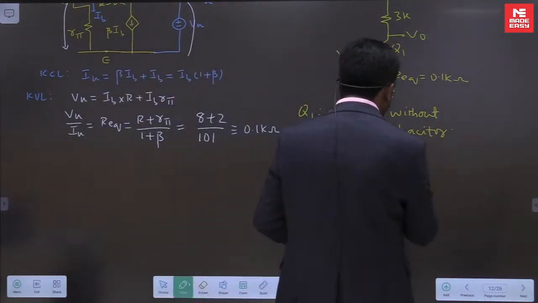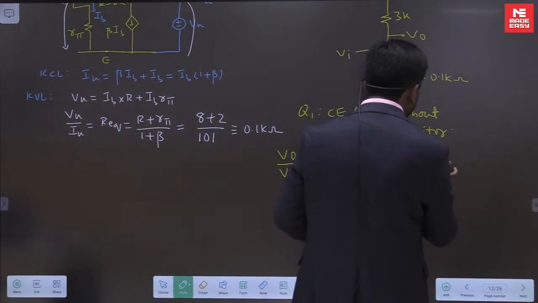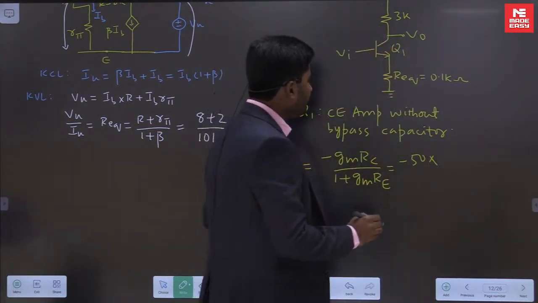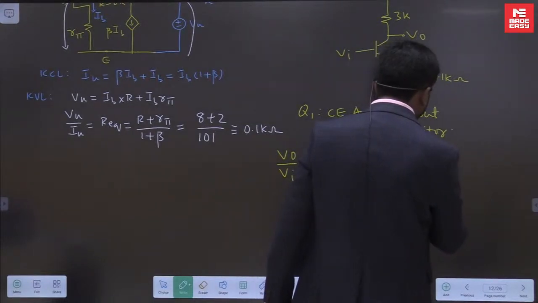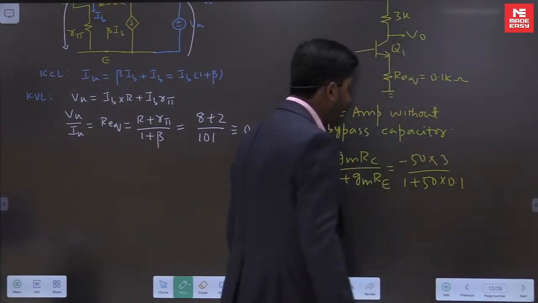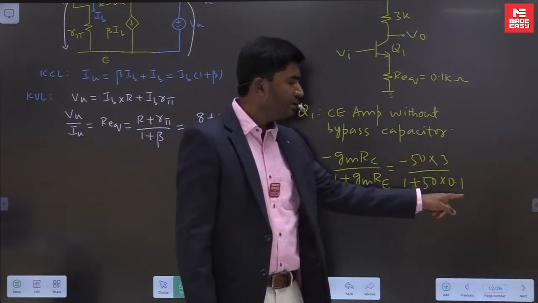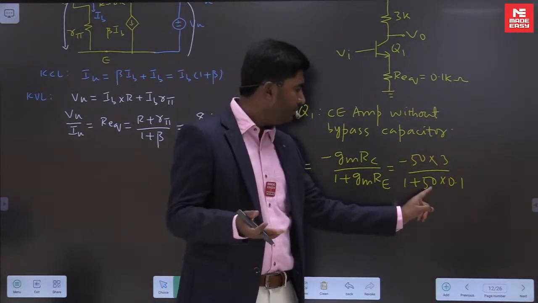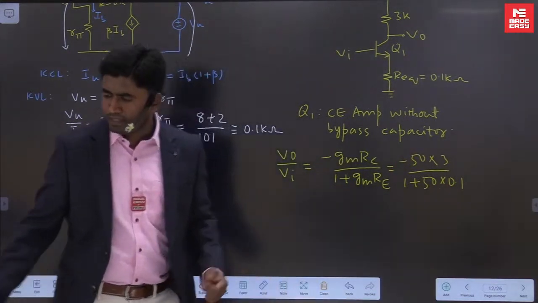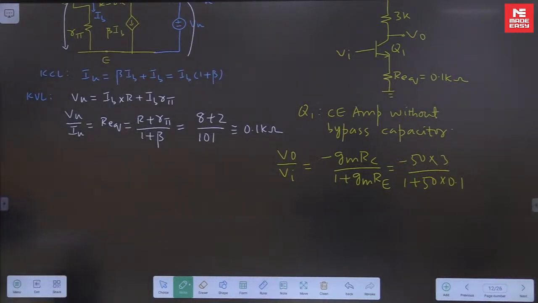Now you substitute here GM 50 milli, RC 3 kilo ohms, divided by 1 plus 50 into 0.1. Okay, milli into kilo will cancel out. We are taking transconductance in milli and resistor in kilo ohm. Milli into kilo it will cancel out. Now please find out this voltage gain. I have got some answers here. Bashir Ahmed has given the answer, and Venkatesh has given the answer. Kusum has given the answer.